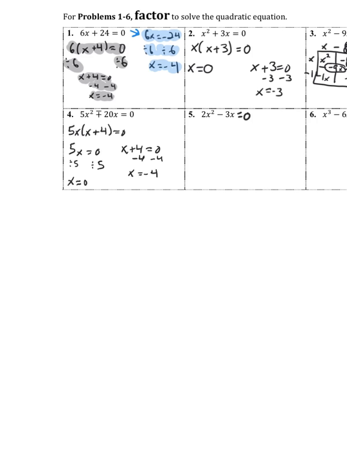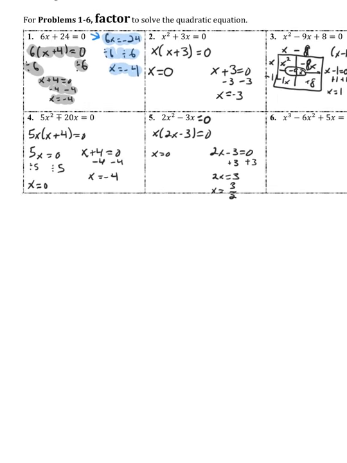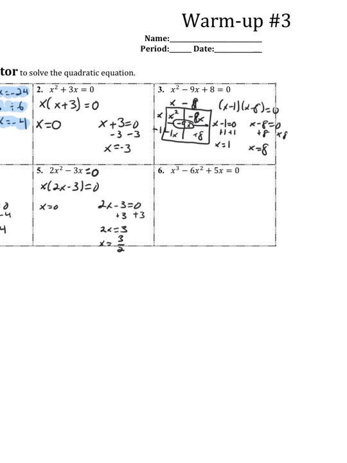For problem 5, this is another one with an x on both parts. So I can factor out an x, and I'll end up with x equals 0, and then a 2x minus 3 equals 0. I can add 3 to both sides, get 2x equals 3. So x equals 3 halves, or 1.5. But I like to leave it as a fraction for when I'm solving it as an exact answer. An improper fraction, 3 halves is perfectly fine.